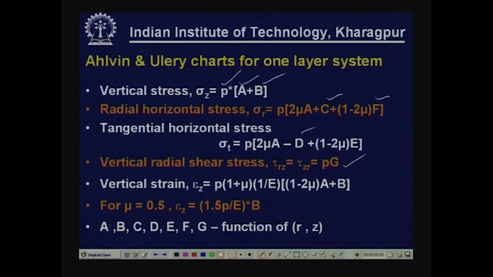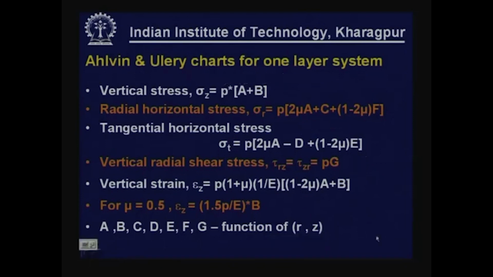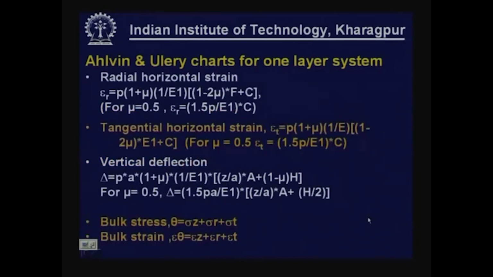These values are a function of R and Z, which represent the location of the point in the pavement system. Similarly, we can see expressions for other parameters like radial horizontal strain, tangential horizontal strain, vertical deflection, bulk stress, bulk strain, all in terms of the input parameters P, a, elastic modulus value E1, Poisson ratio value mu, and the coefficients that are to be selected from the charts and tables that have been given by Alvin and Ullery, A, B, C, D, E, F, G, H.